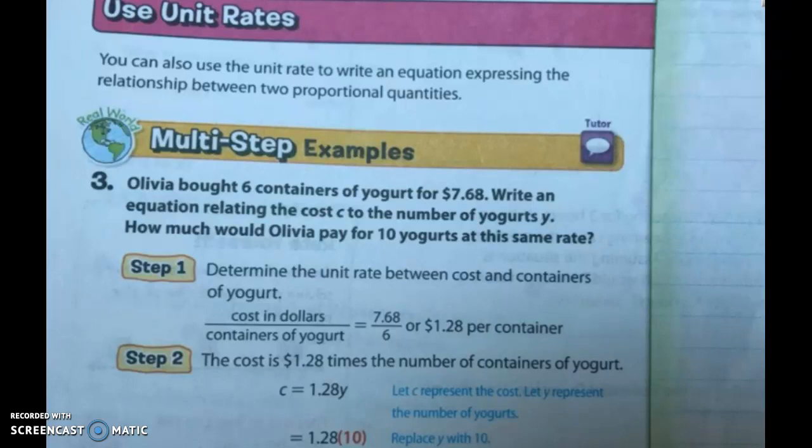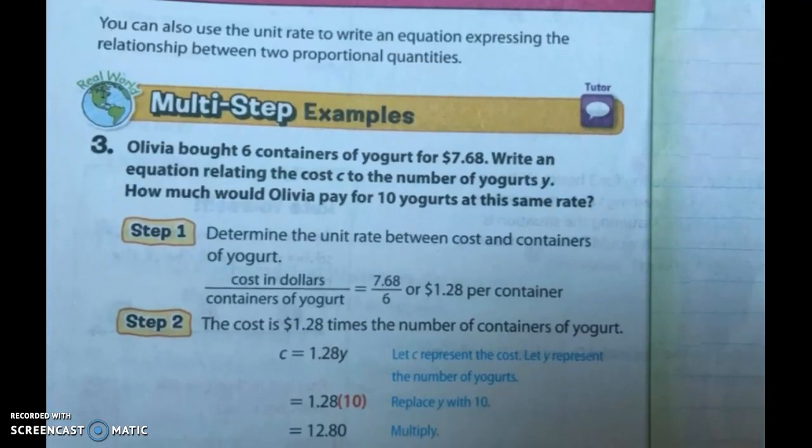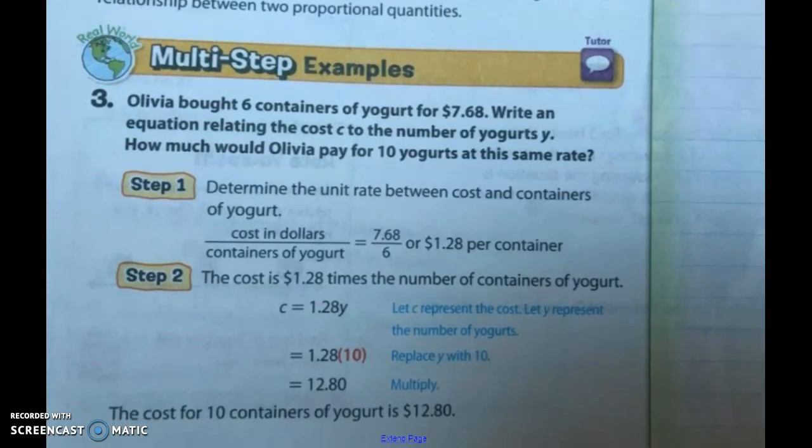You guys figured this out when we did unit rates. A lot of you figured out that instead of finding a unit rate, you can just set up a proportion to solve some of the problems that I was asking you to do. So we're going to look at that. In this example, Olivia bought 6 containers of yogurt for $7.68, and they want you to write a proportion to solve for how much she would pay for 10 yogurts at the same price, or at the same rate. So in this problem, they've got cost in dollars over containers of yogurt. Please make sure you're setting this up and you understand what's in the top and what's in the bottom. They have to match, okay?